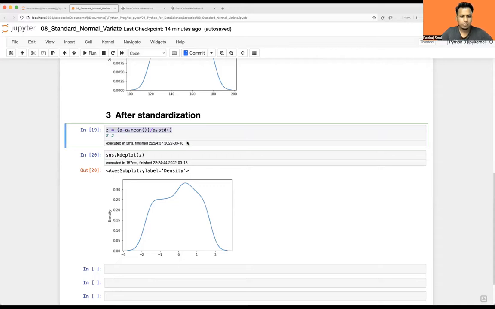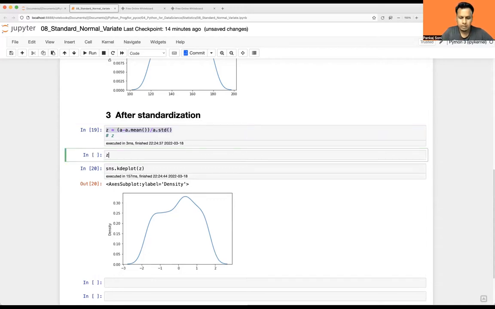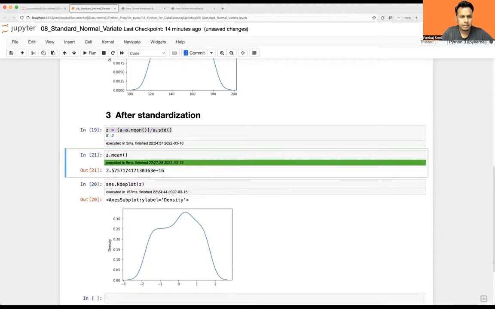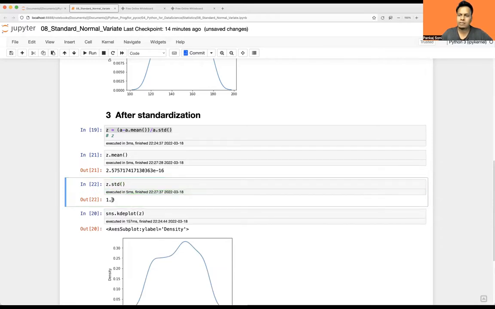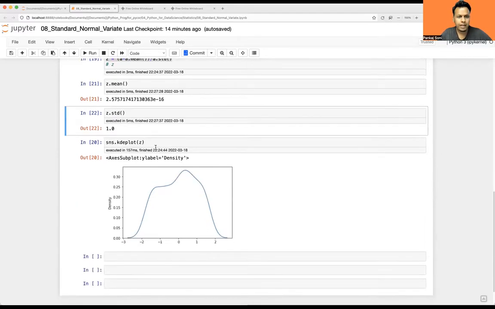And by the way, I can just prove it by showing this also. So z dot mean, you see here, it is 2.5 e to the power minus 16. It is very close to 0. Okay, and if you talk about the standard deviation, it is exactly 1. This is what we were trying to achieve by doing standard normal variate. Okay, and the same thing is shown under this KDE plot.